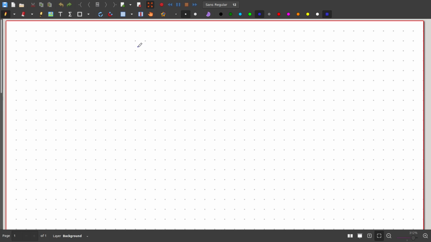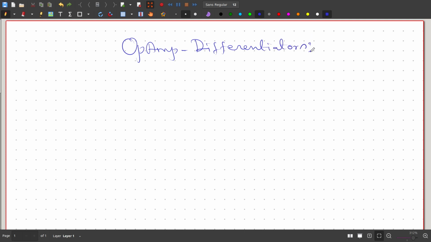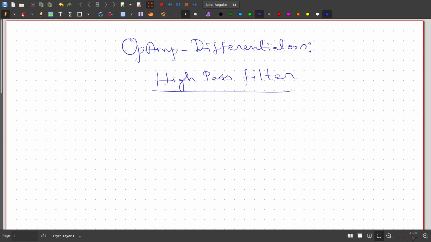Next topic is op-amp differentiators. So typically a differentiator is a high pass filter. We will discuss why we call this a high pass filter in the later part of the series. As of now, just take it as a high pass filter.